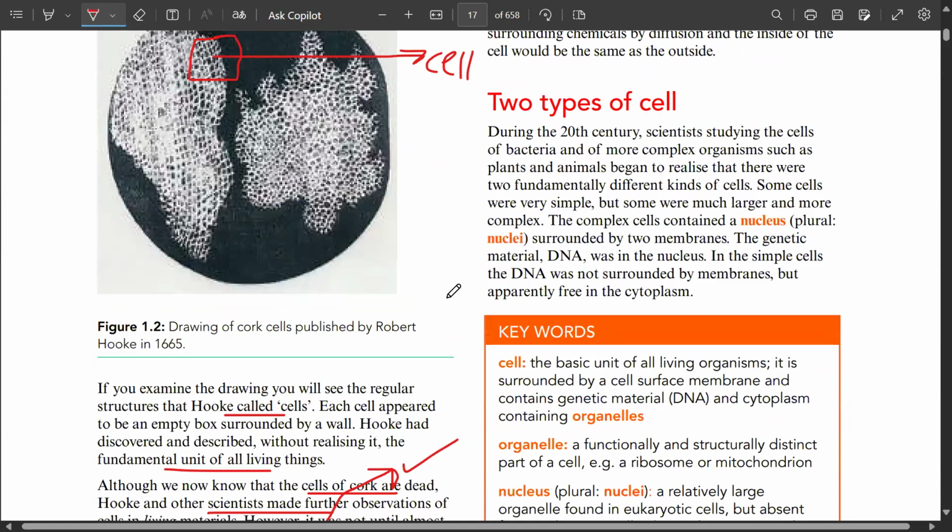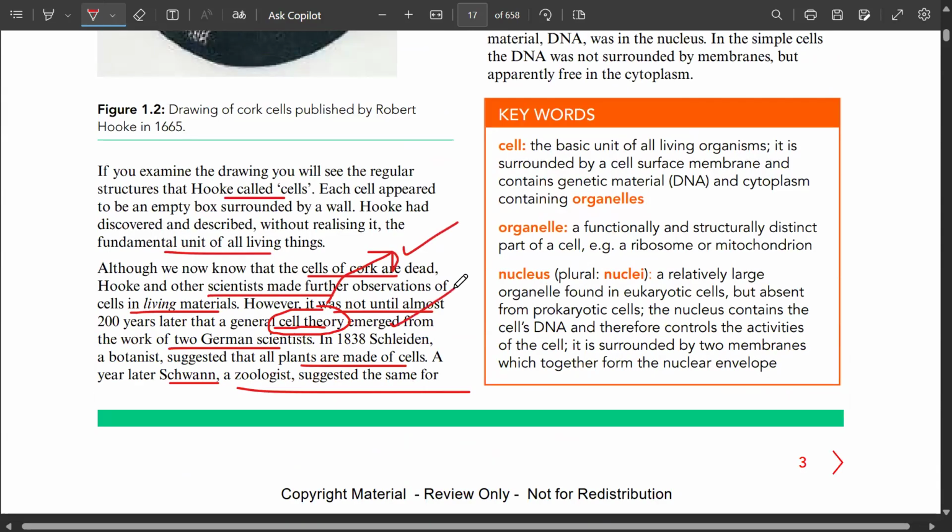So who discovered plant cells? Schleiden. Who discovered animal cells? Schwann. Got it?